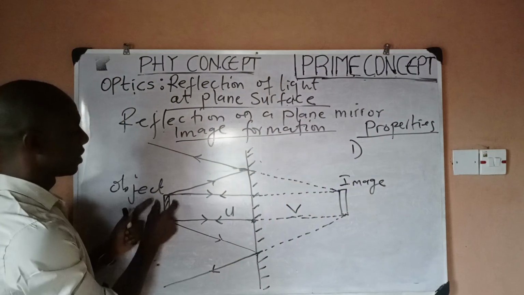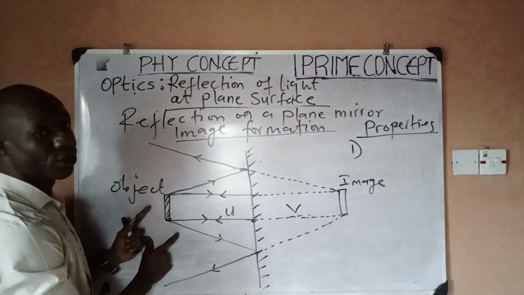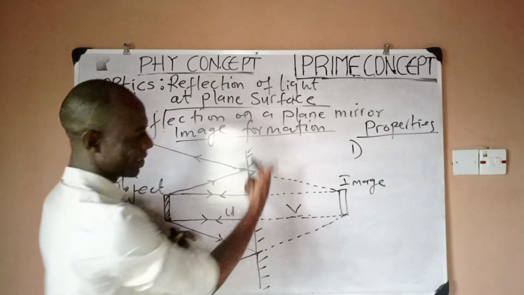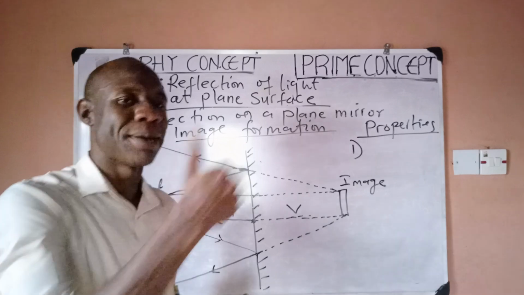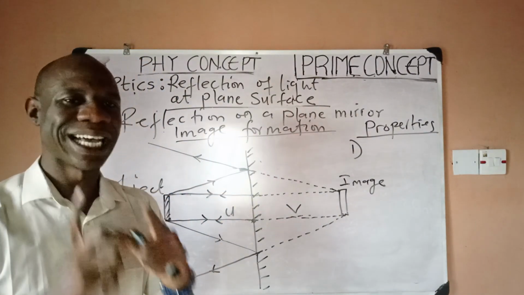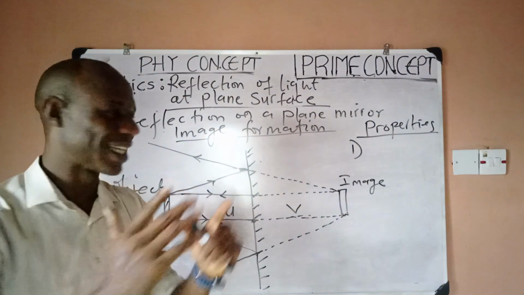Now, number 3 property you should note. You will notice that your object is in front of the mirror, but your image is somewhere at the back of this mirror, right? So whenever you form images at the back of the mirror, those images are said to be what? You are very correct, virtual.